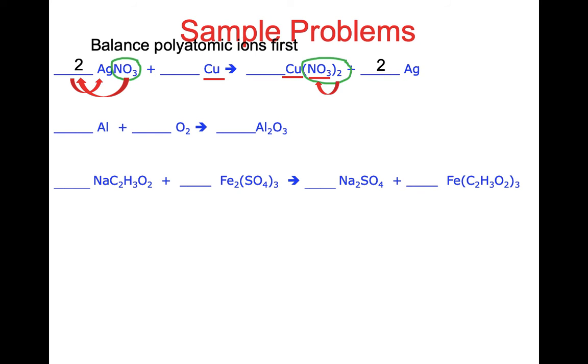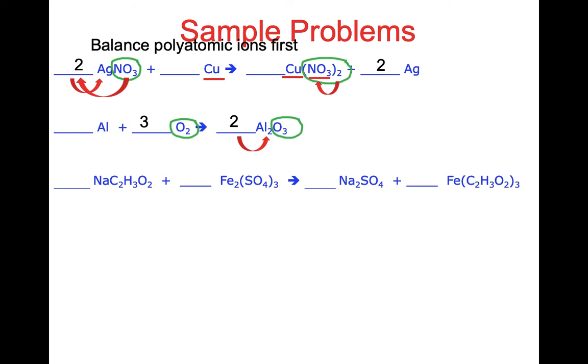The next one, I see that I have 2 aluminums on the right side, 1 on the left side, 3 oxygens on the right side, and 2 on the left side. I'm going to take a guess and start with the oxygens. Again, we've seen this before. What is the multiple of 3 and 2? 6. So we're going to create 6 oxygens on the left side by putting a 3 outside of it. And we need 6 oxygens on the right side, so we'll put a 2.